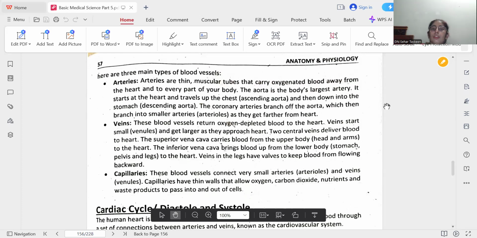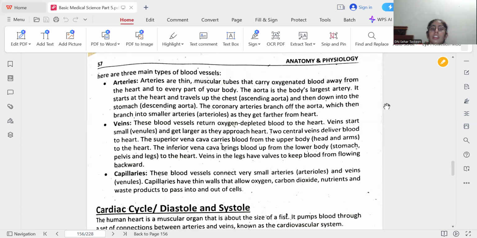Arteries are thin muscular tubes that carry oxygenated blood away from the heart to every part of your body. The aorta is the body's largest artery. It starts at the heart and travels up the chest, the ascending aorta, and then down into the stomach, the descending aorta. The coronary arteries branch off the aorta, which then branch into smaller arteries, arterioles, as they get farther from the heart.